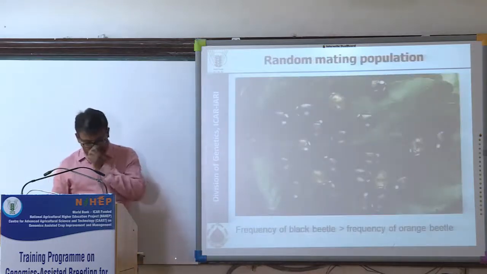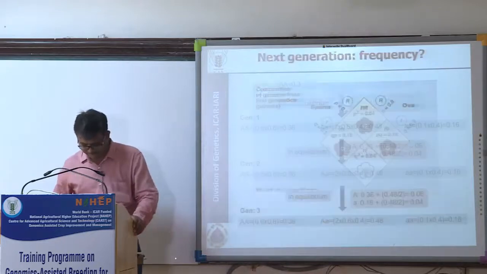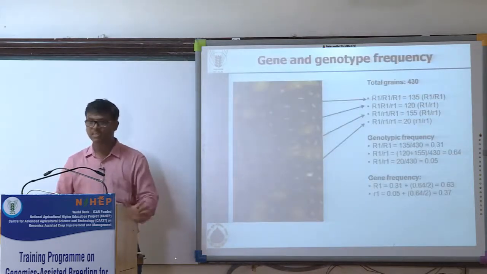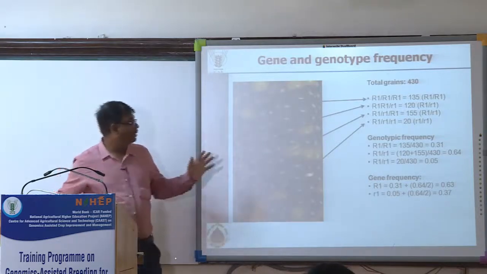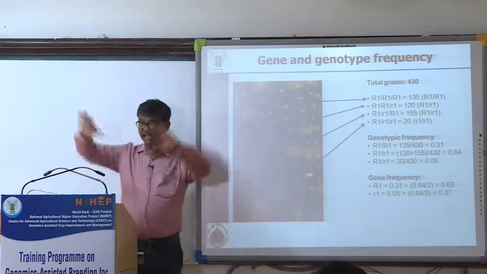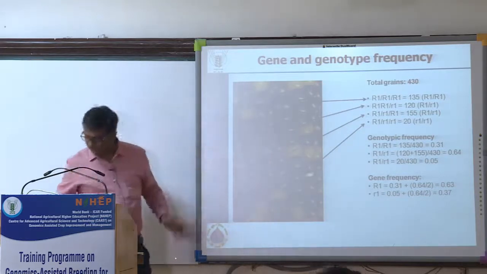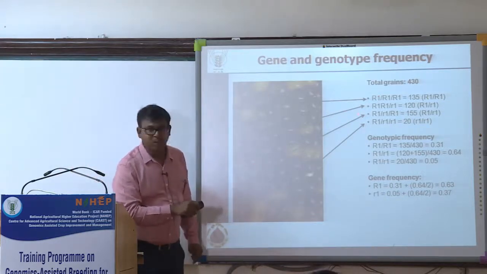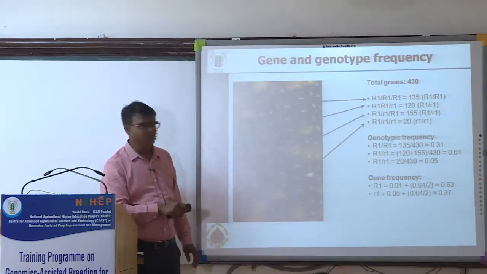Hardy-Weinberg equilibrium, we all know. Just want to mention here that using maize we can very easily demonstrate the Hardy-Weinberg equilibrium. What happens if the color gene, R1, is segregating in the population? Suppose you are taking a composite, right? Based on the color, you can differentiate the genotype. The darkest one will have all dominant, then two dominant, one recessive, and so on, based on the color.